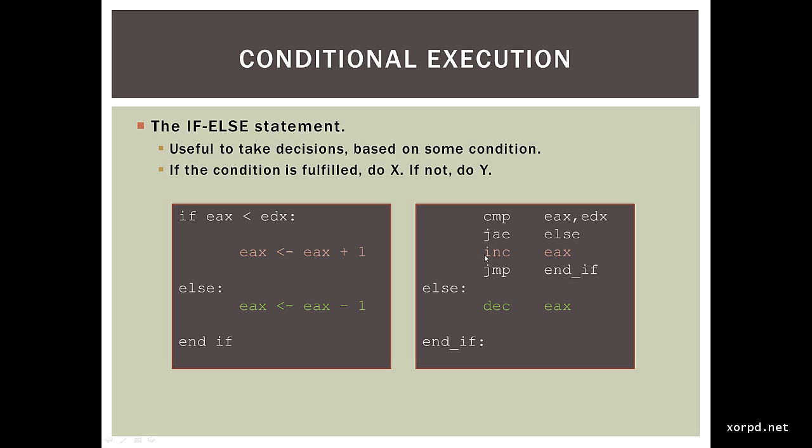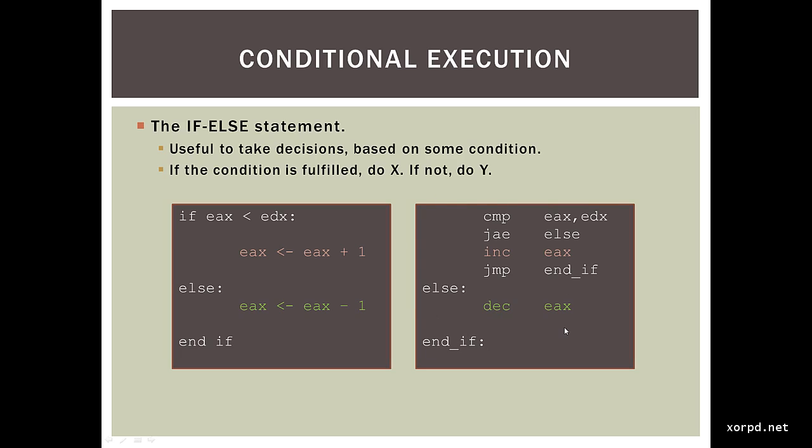Now we want to make sure that we don't accidentally do this instruction too, the decrease instruction. We only want to increase EAX in the case of EAX smaller than EDX. Therefore, we have this jump. This jump instruction is going to skip the else clause, the else part. So this jump is going to jump over all of this, all of the else clause, and it will get directly to the end if.